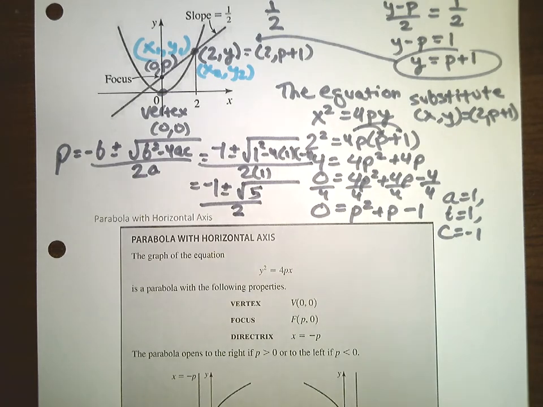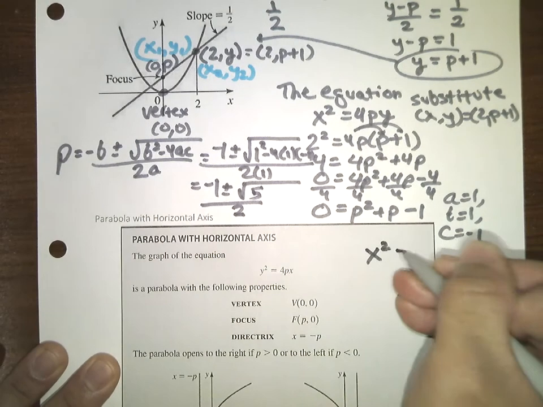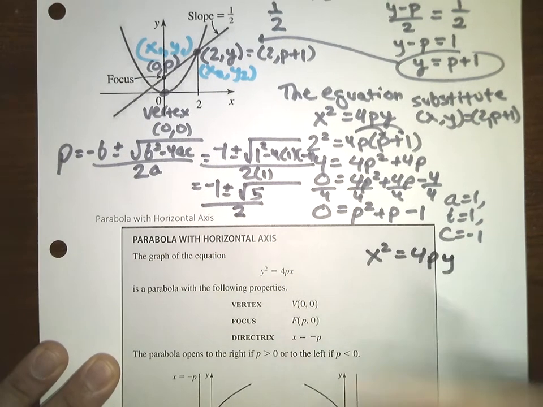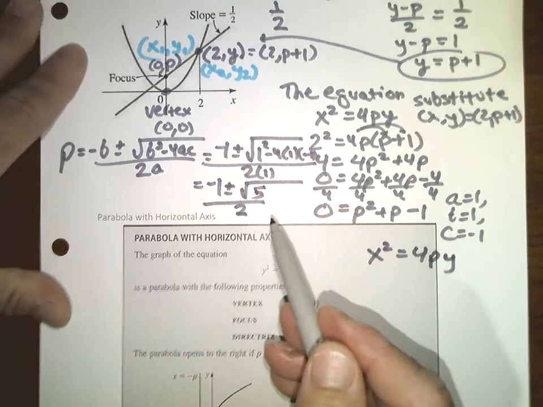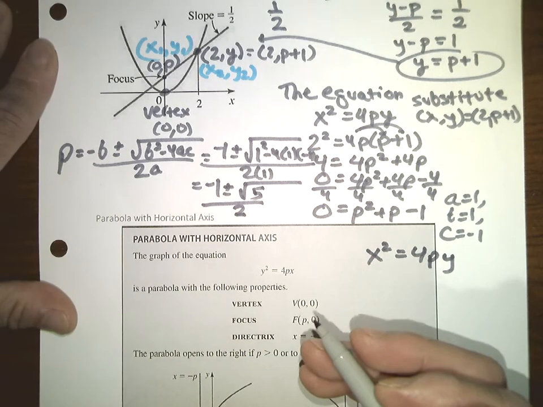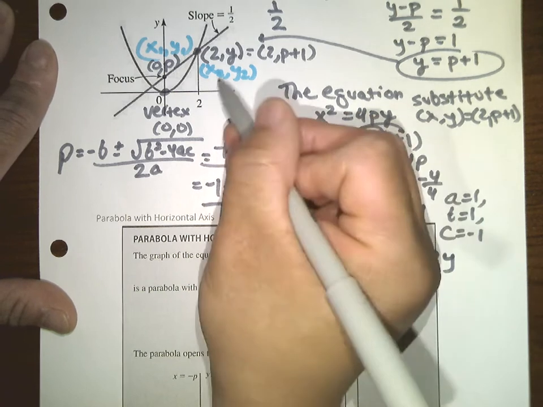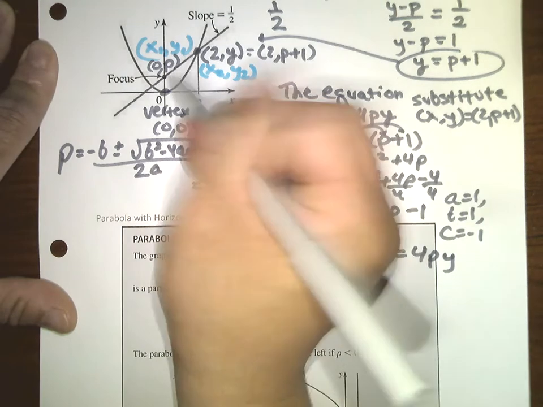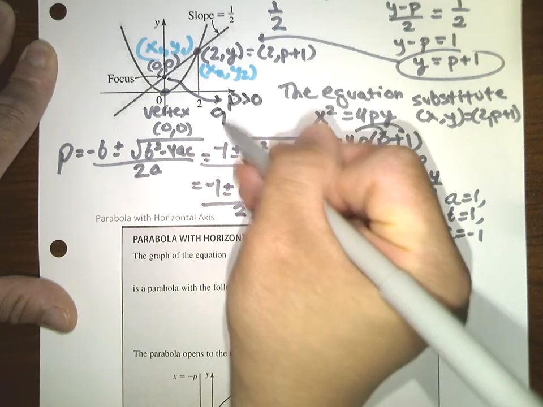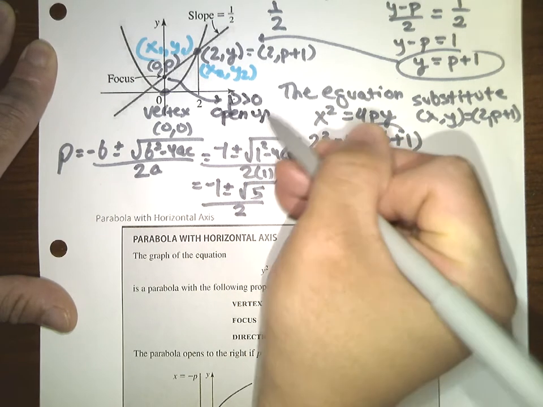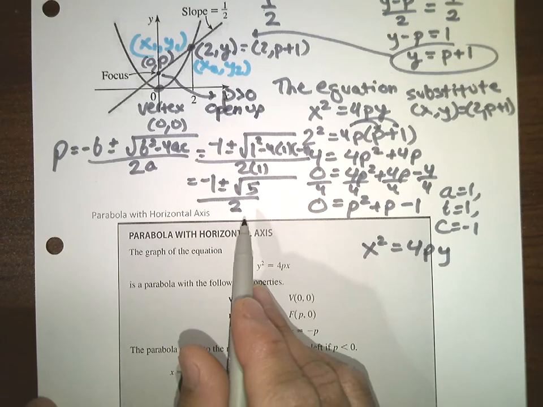So then all you do now is substitute that into the equation. So then the equation will be x squared is 4py. So that gets substituted in here. So how do you know if you use the negative one or the positive answer? Well, this is opening upward, so p is greater than 0. So that means I need to use the positive answer.